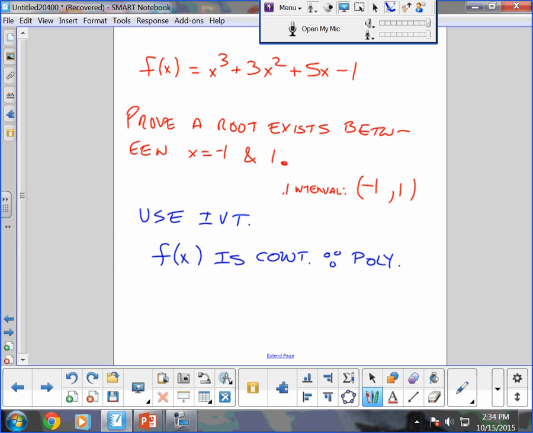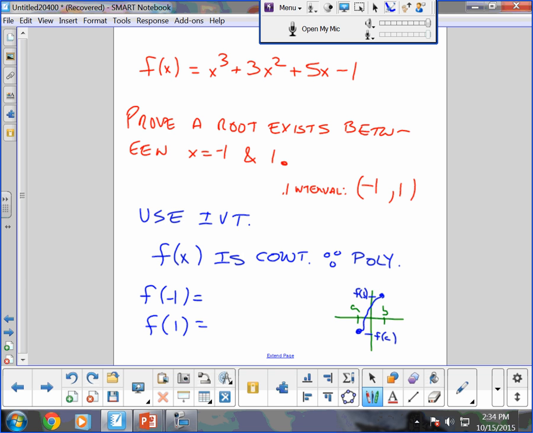Next thing I've got to show is that f of a and f of b are not the same. If you recall, I can make the graph a little more like our situation: a, b, where this one is negative and this one is positive, and we want to prove that somewhere there's a root. For this to happen, we have to show that f of a and f of b are not the same value. So I would go f of -1 equals, and f of 1 equals.